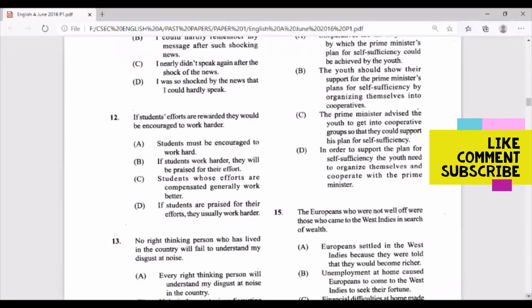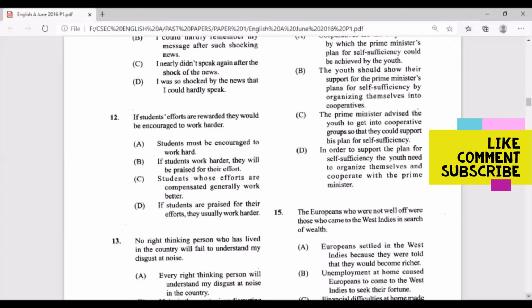If students' efforts are rewarded, they would be encouraged to work harder. What does that mean? If we reward the efforts of the students, give them prizes, I don't know, acknowledge them, then they would be encouraged to work harder. And so we're going to look through the sentences and choose the best one. Students must be encouraged to work hard. I mean, yeah, but that's not what their original sentence said. They would actually be encouraged themselves to work harder if we reward them for the efforts they put in.